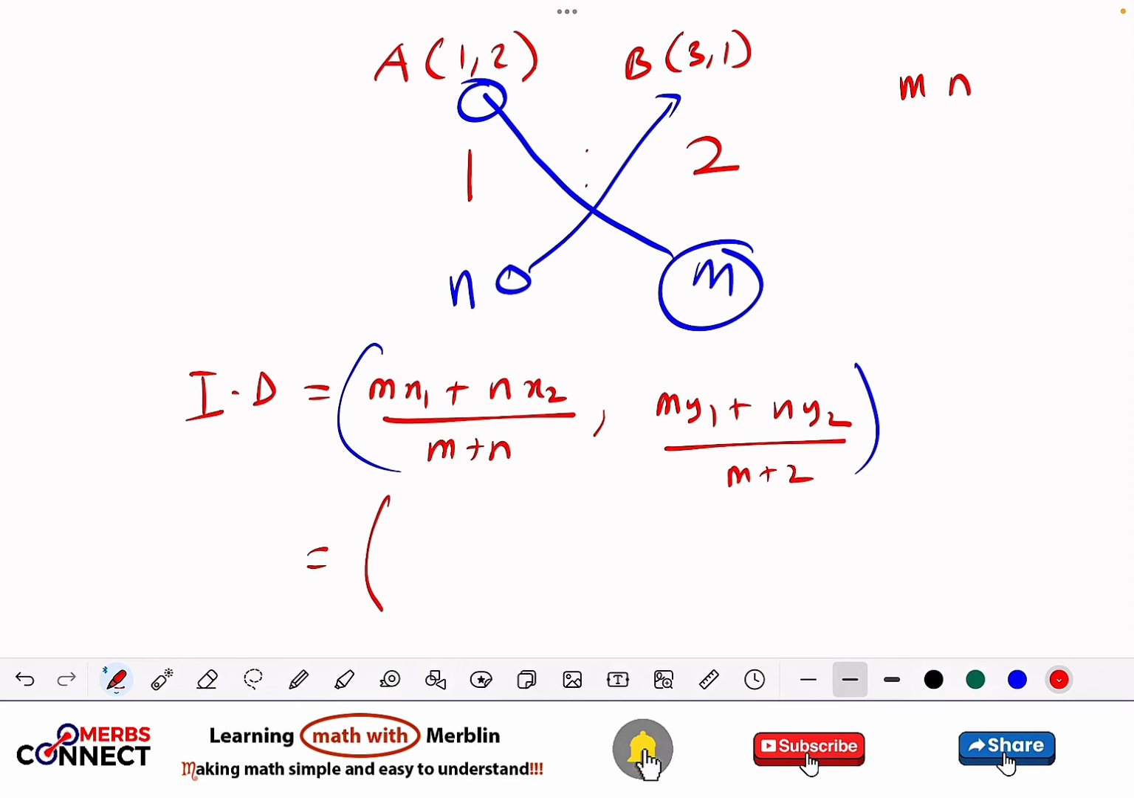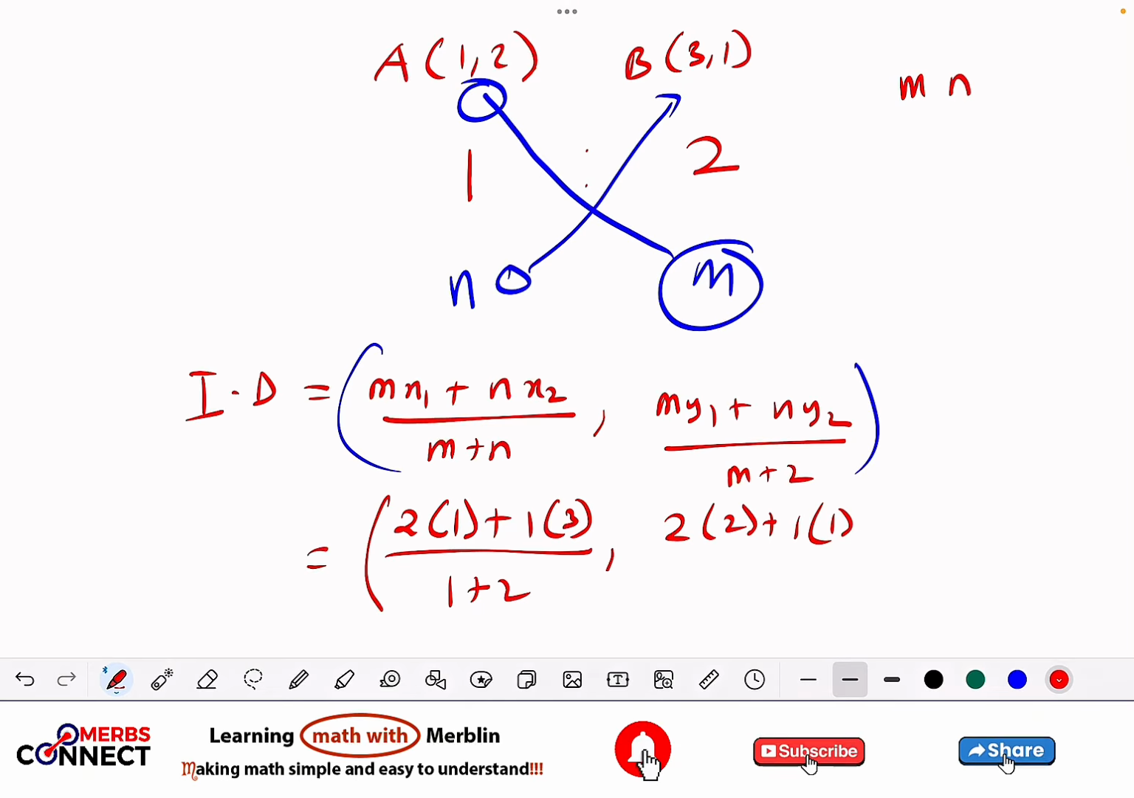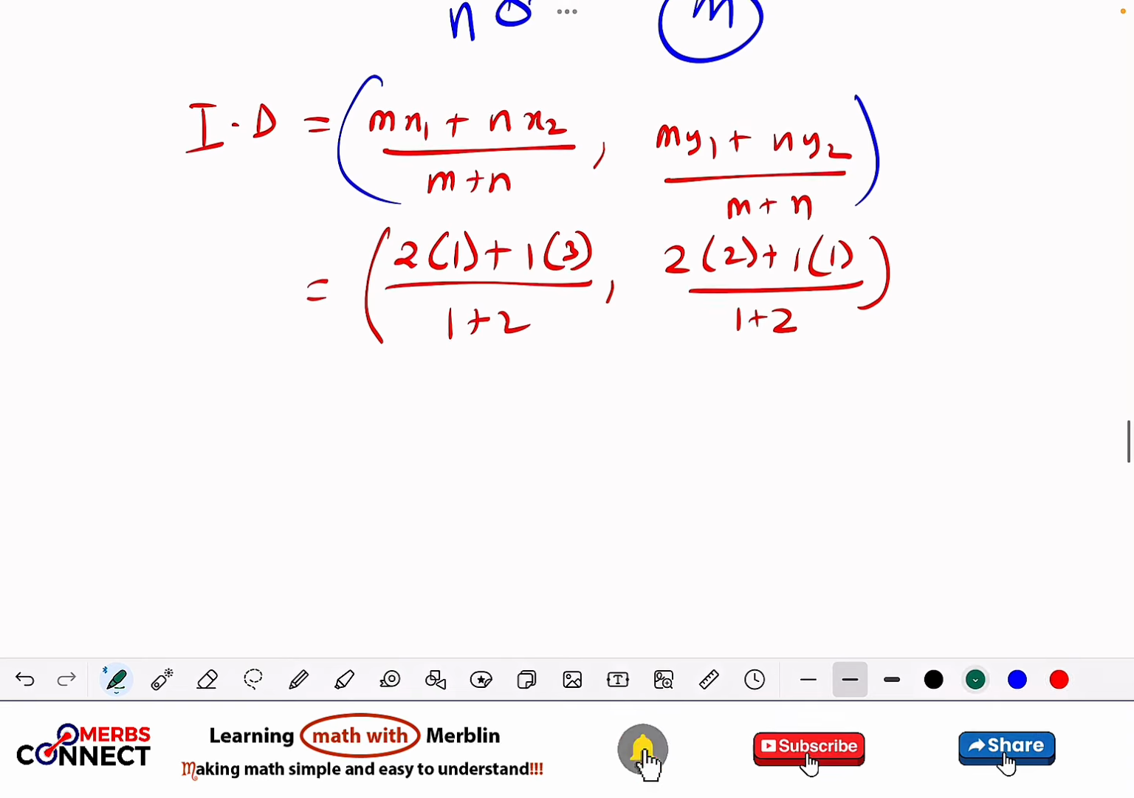So m is 2, x1 is 1, plus n is 1, x2 is 3 divided by 1 plus 2, and then m is still 2, and the y1 is 2 plus n is still 1, and y2 is 1. So divided by, okay, this one's supposed to be n. So I'm going to have 1 plus 2, and this is what I'm going to get.